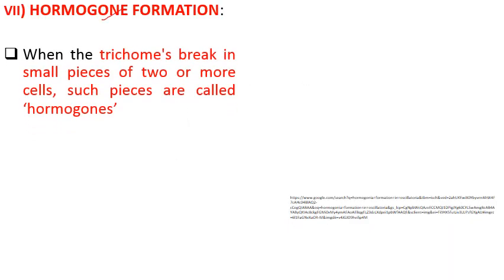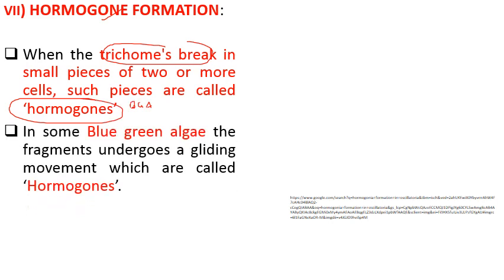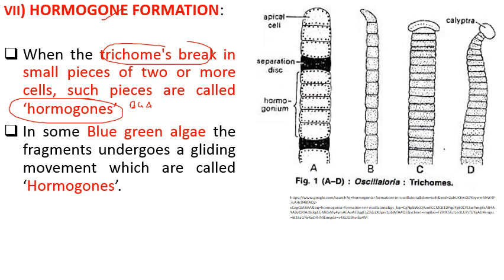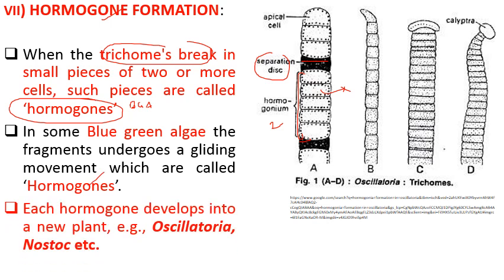Next is hormogonia formation. When the filament or trichome breaks into pieces of two or more cells, such pieces are known as hormogones. In some blue-green algae, the main filament breaks into fragments of 2 to 3 cells, and these fragments can be two or more cell fragments. These are called hormogonia, and between them a disc is formed, called the separation disc. These fragments can give rise to a new filament and these structures are known as hormogones. Each hormogone develops into a new plant, which is found in some BGA, that is Oscillatoria and Nostoc.